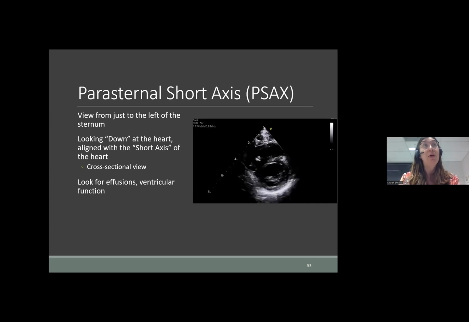In adults, you won't often see quite as much of the right ventricle here. These are actually the ribs here, so we're trying to sneak in between this rib space to try and get a good view.